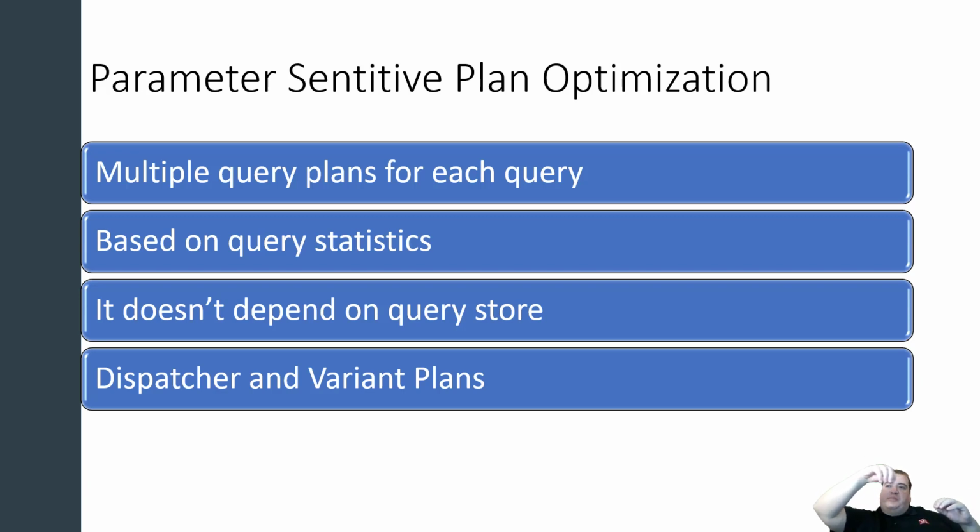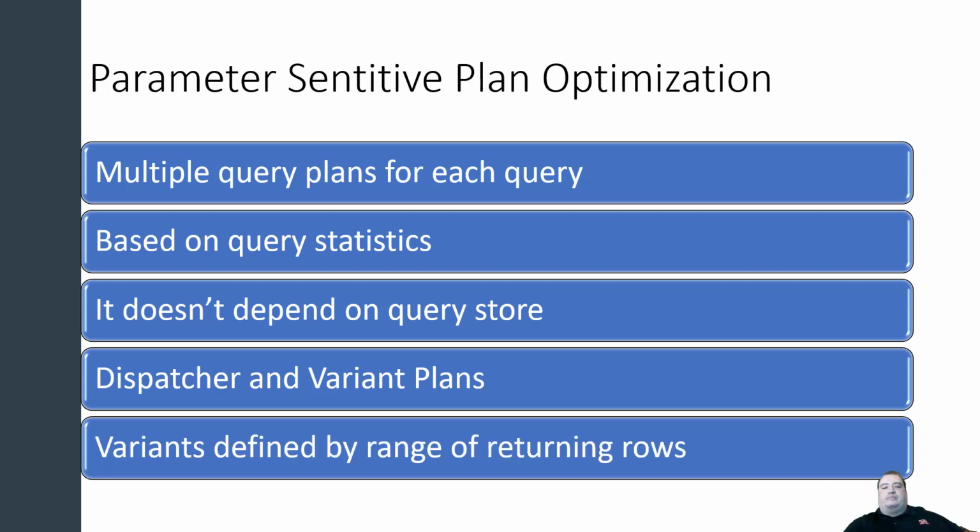And the dispatcher plan, according to the statistics and according to the expected number of rows of that query, will trigger the correct variant plan. So the dispatcher plan will decide the variant plan to be triggered. Variants are defined by the range of returning rows of the query. How many rows the query will return. So according to a range of returning rows of that query, we'll have different variant plans.